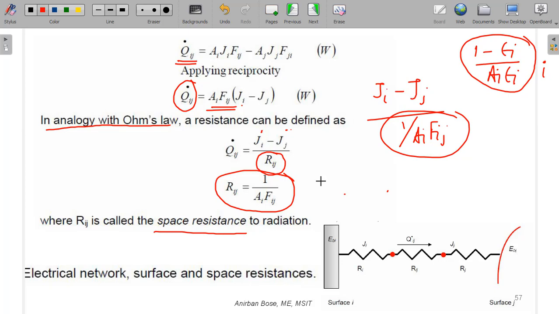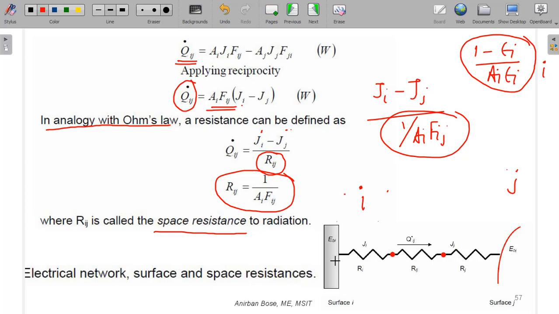Okay, so now we can make an equivalent thermal circuit for a problem where 3 or 4 or many black surfaces are involved. So we can now generate an equivalent electrical network, an equivalent thermal network for the radiation. Here you can see one network has been written. Let us consider heat interacting between two surfaces only, say surface i and another surface j.